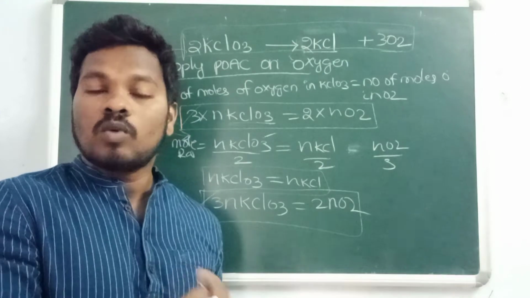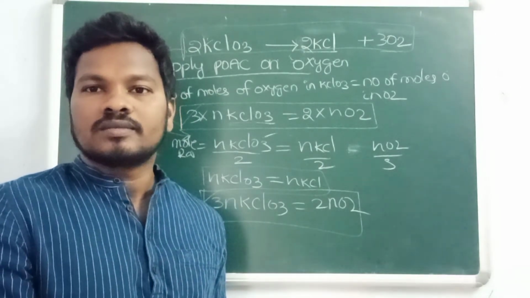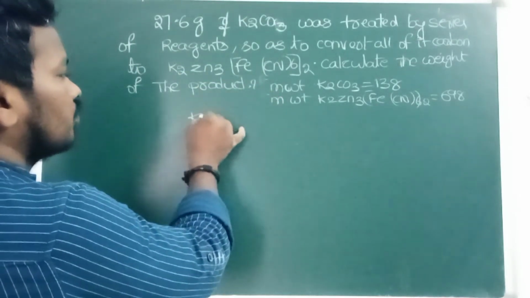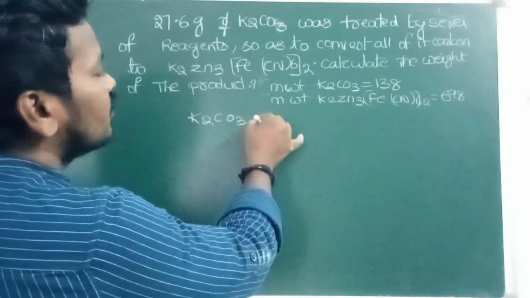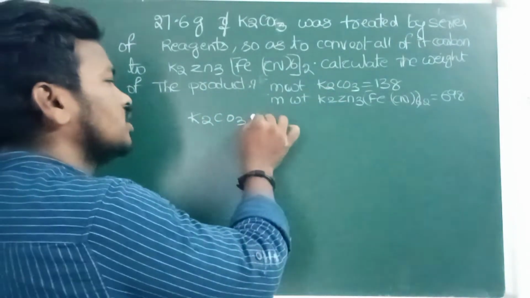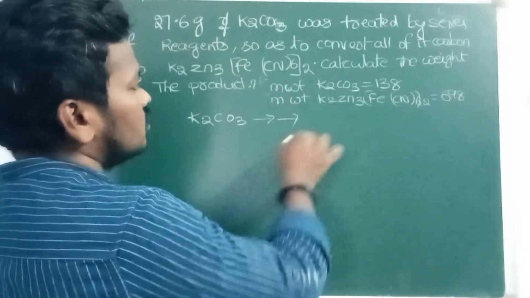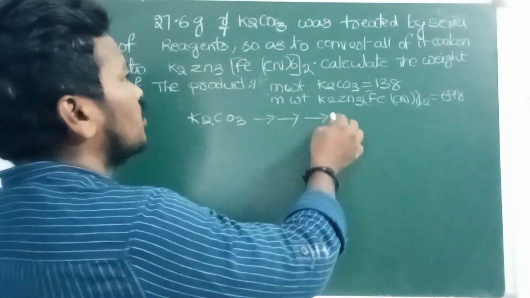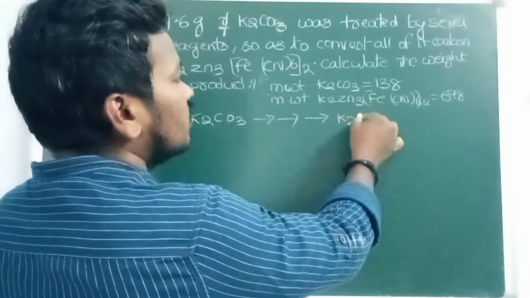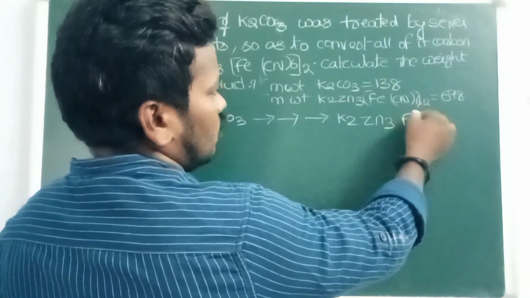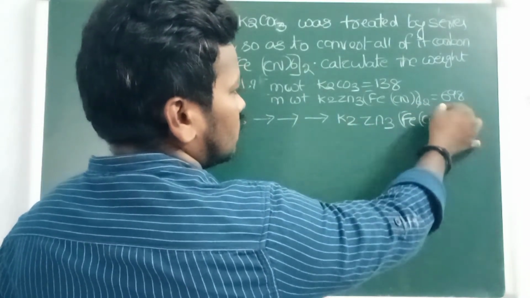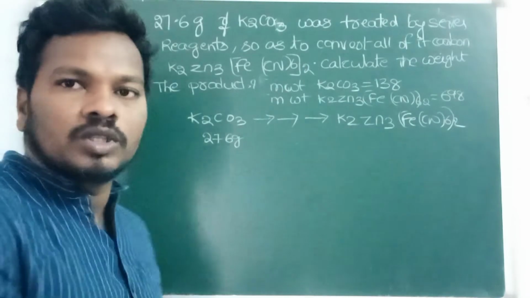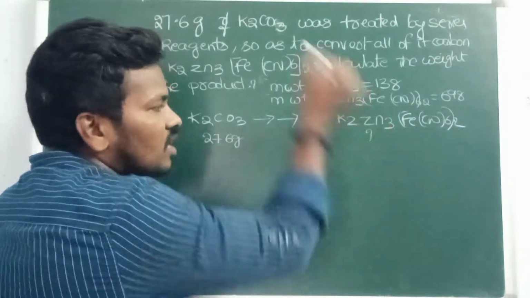Now we will discuss one numerical from IIT JEE Mains. See the numerical: 27.6 grams of K2CO3 is treated with a different series of reagents. Finally, all the carbon atoms are replaced, and it is converted into K4[Fe(CN)6]. So this is 27.6 grams of K2CO3. What is the mass of the product?